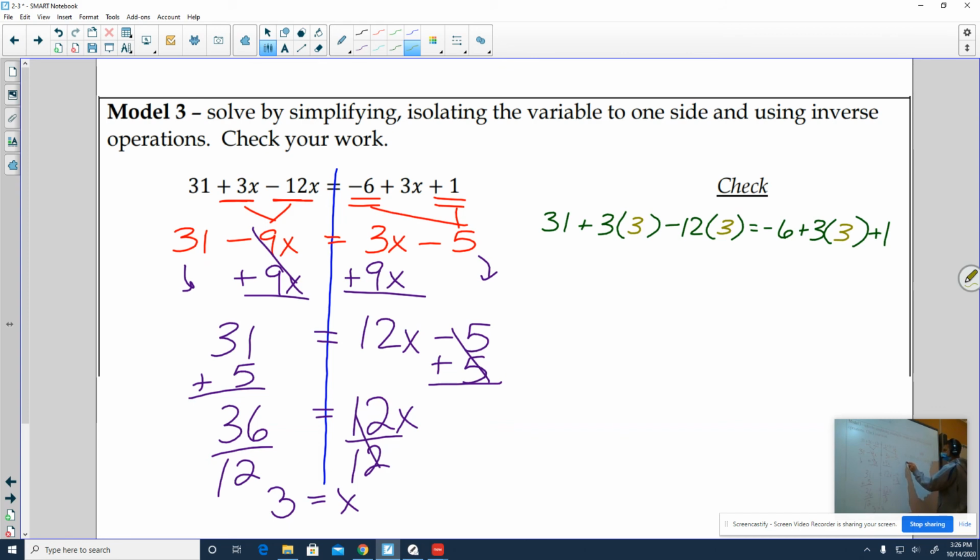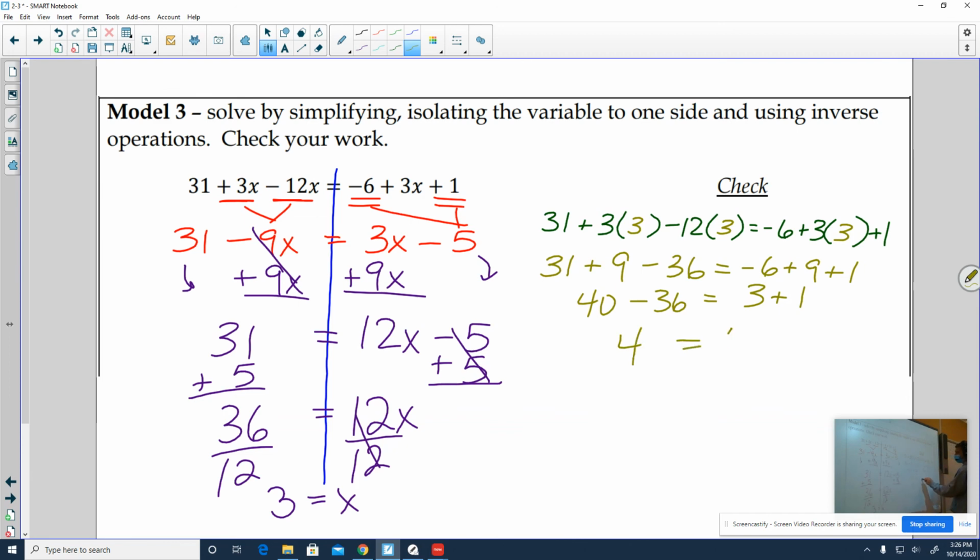Quick check. PEMDAS says multiply first. So I've got 31 plus 3 times 3, which is 9, minus 12 times 3, which is 36. You can do the multiplication from left to right. I hope you guys can see that. All right. Is negative 6. Do the multiplication, plus 9 plus 1. 31 plus 9 is 40. Add from left to right. Negative 6 plus 9 is 3. And will you look at that?